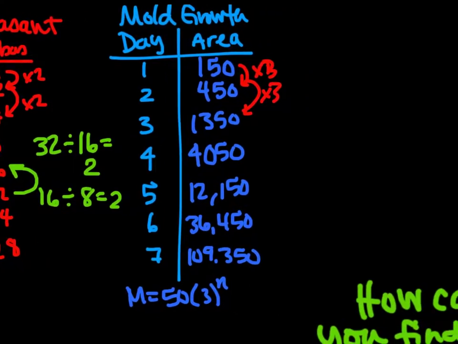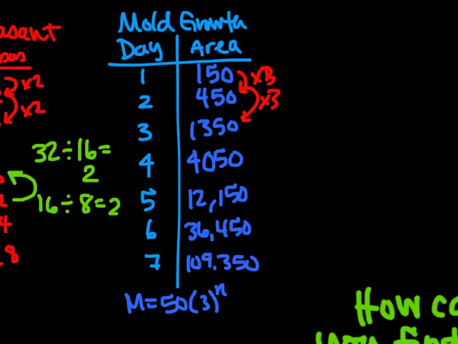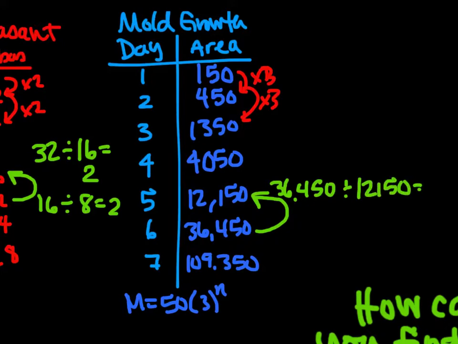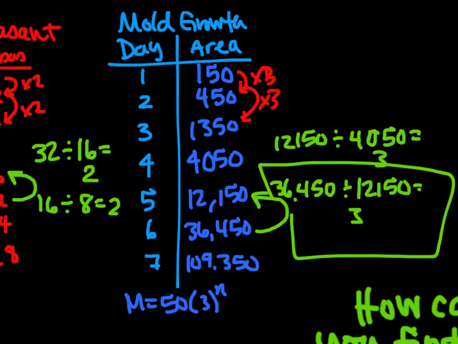We could do the same thing for the mold growth and say, all right, well, 36,450 divided by 12,150. If I were to divide those two things, I get 3. If I do 12,150 divided by 4,500, I also get 3. And so I could develop a pattern like that. This method of dividing can be really helpful when we're looking for the fractional difference.